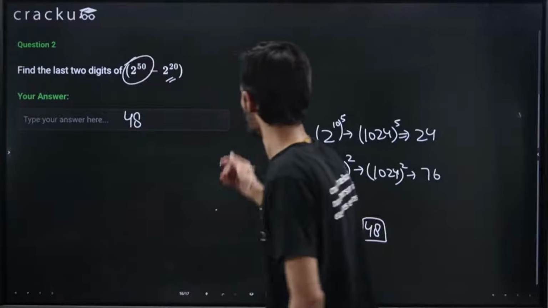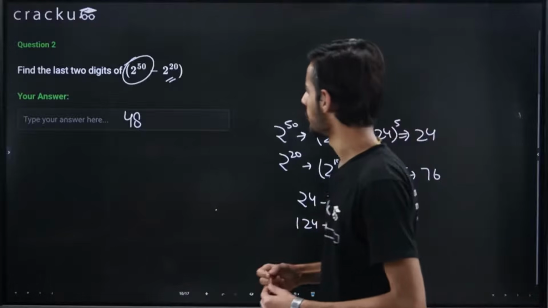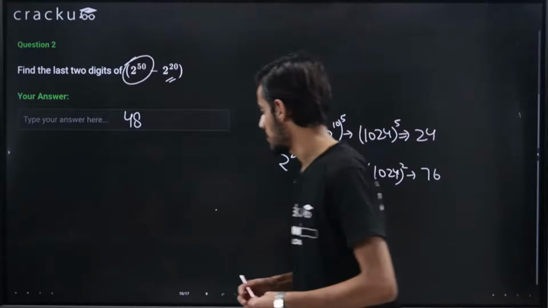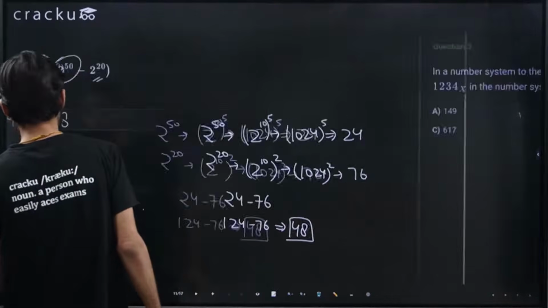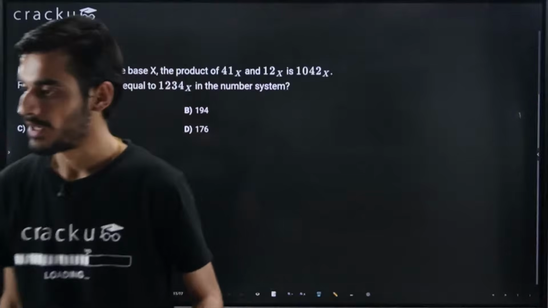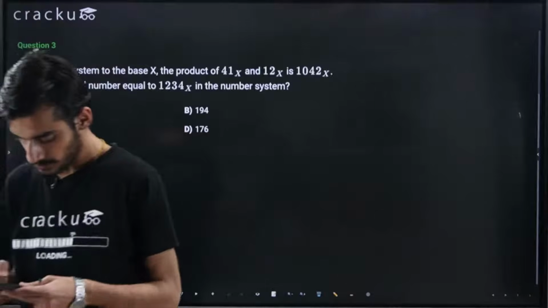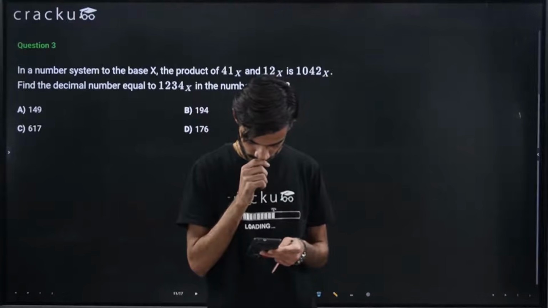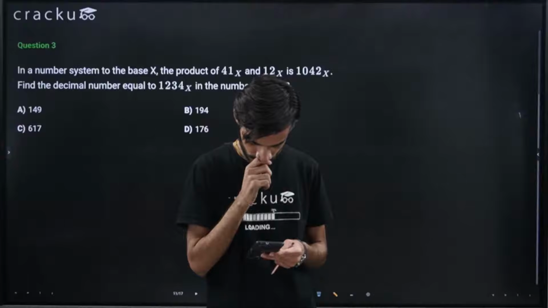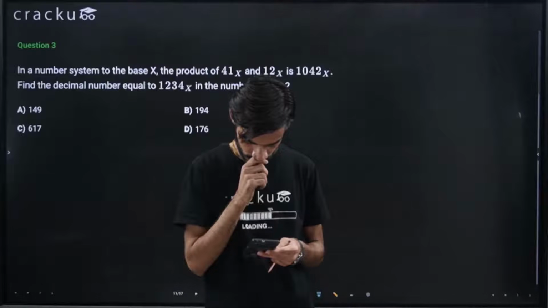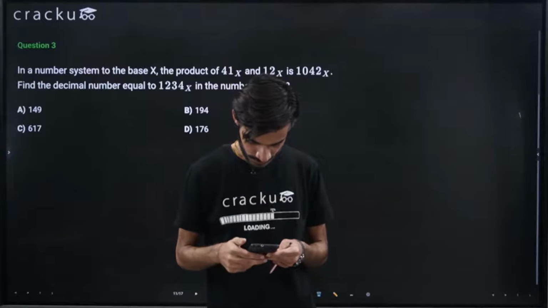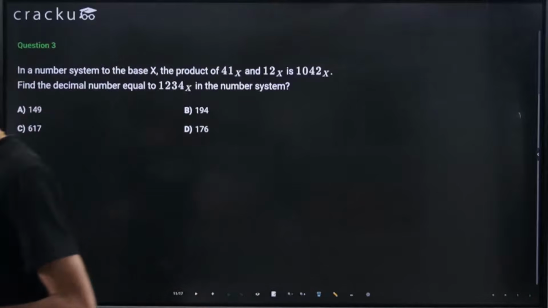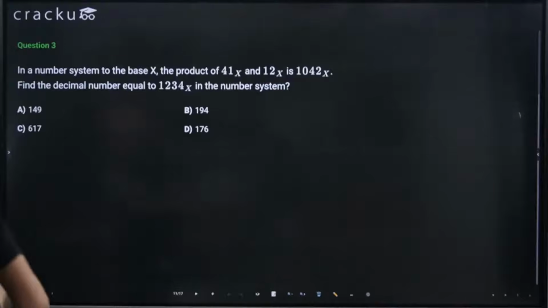Okay, I think this was a doable question, not too difficult, and the solution should also be clear. If you have any doubts, you can ask in the chat box. Otherwise, we will move to the third question. Let's see if you have any doubt. Okay, if you don't have any doubt, we can move to this question.